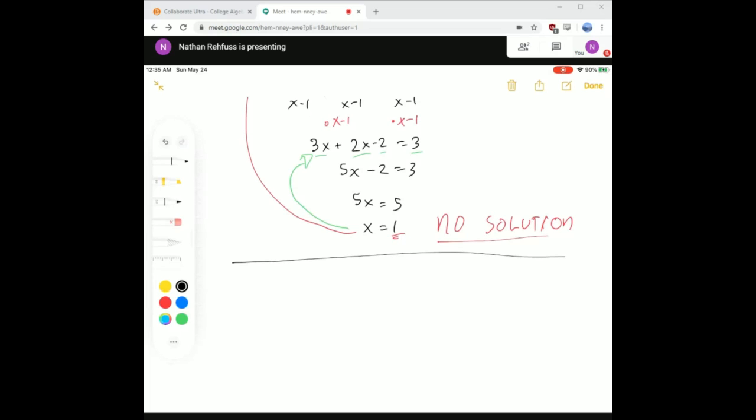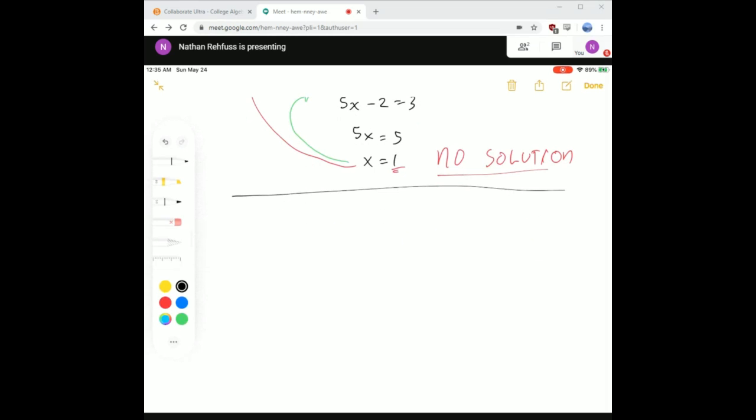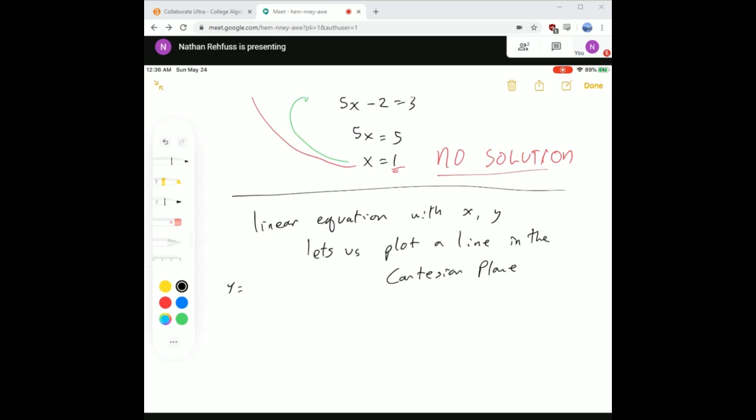All right, this is the last part of section 2.2. We're going to talk about the actual objects of lines. If I write a linear equation with x and y in it, this lets us plot a line in the Cartesian plane, just like I did when I did y equals 2x plus 1 in the previous lecture.